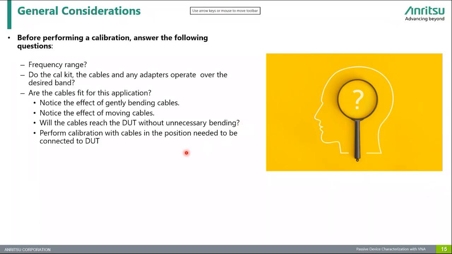A best practice is to perform the calibration with the cables positioned exactly as they will be during the actual measurements. This minimizes any variation between the calibration and test conditions, ensuring the most accurate results. These conditions may seem simple, but they are often overlooked and can be the difference between a reliable measurement and a misleading one. So always take a moment to assess your setup before hitting that calibrate button.